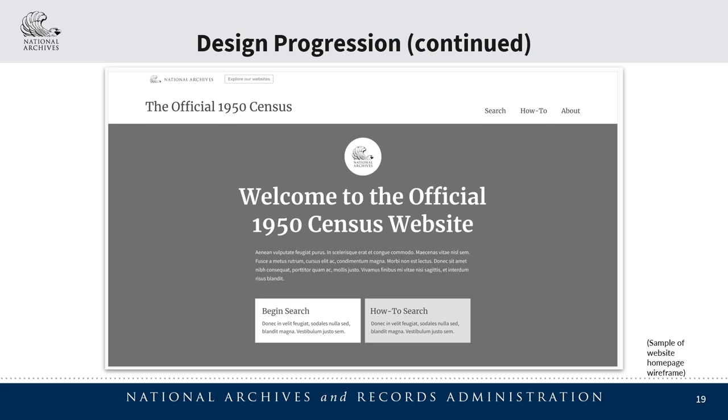This is a shot here of the homepage. It includes NARA branding elements at the top. Also at the top is a simple navigation area that features links to various pages that would be included on the website. Also, we have the main focal area at the center of the page. That includes a large welcome message followed by some introductory text. There are also two call to action buttons, begin search and how to search. And once again, the dark gray area here was used to represent where an image could be placed.